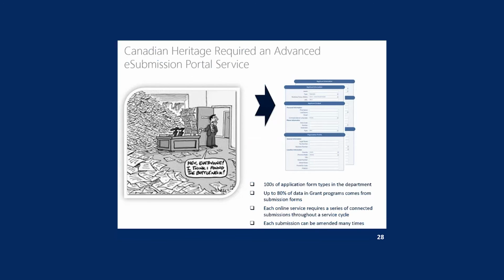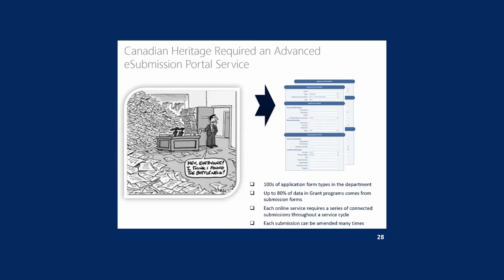is that there are many application form types, and 80% of the data that programs need to run their services come from the applications that are coming in. And each online service requires a series of connected submissions throughout a service life cycle. For example, think of the application form as being the key submission into a program. It's actually only one submission form in typically a cycle of forms.